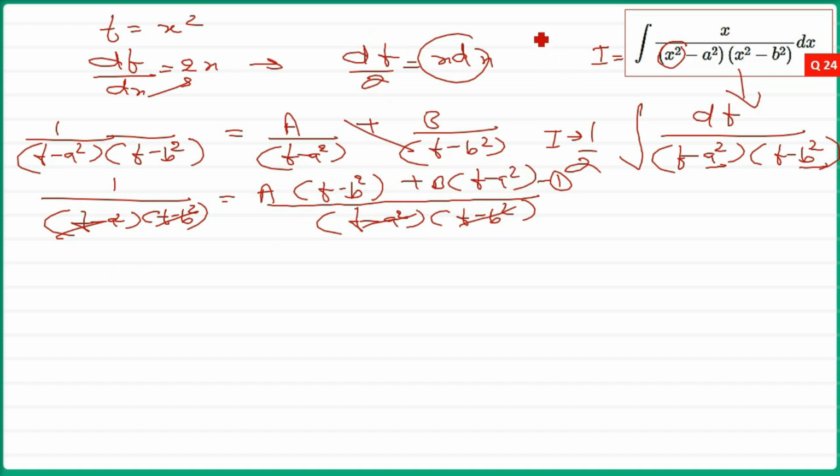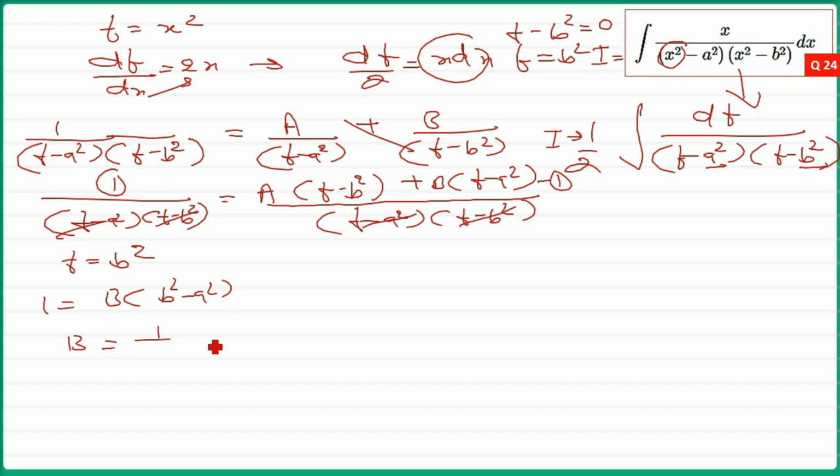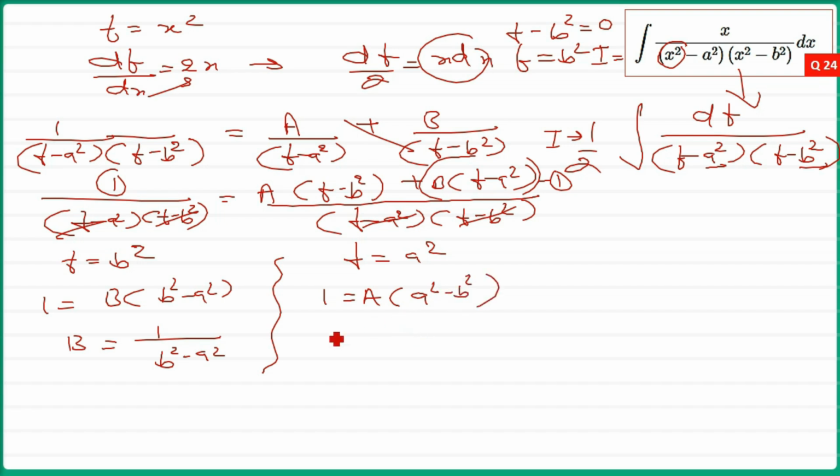How to eliminate that? If you take a equals 0, (t minus b) square should be 0, so t will be b square. With the same logic, t should be a square. So first we will take t equals b square, and the first term will disappear, only 1 on the left, and b into t, in place of t I am writing b square. So b becomes 1 by b square minus a square. How about the second term? If you put t as a square, this portion will be 0. So 1 becomes equal to a into a square minus b square. Now a will become 1 divided by a square minus b square.